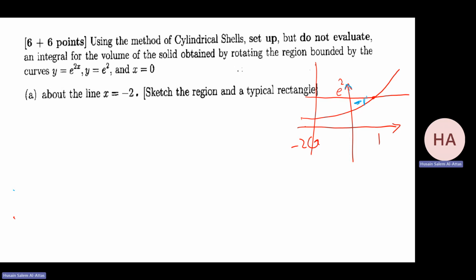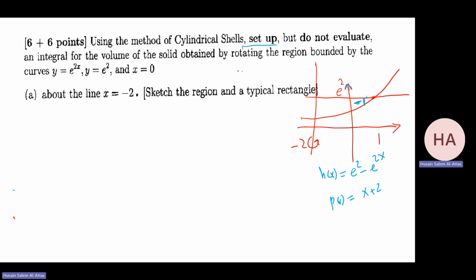So I need the line, this is the line. So h of x will be e squared minus e to the x. b of x will be x plus 2. You want me just to set up the integral, don't evaluate.